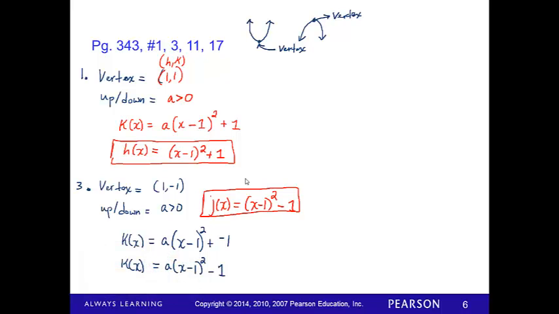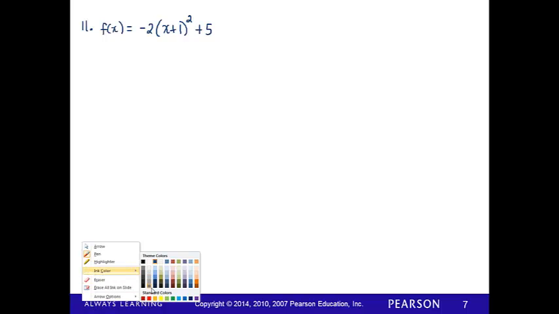All right, now let's move down to number 11. The instructions say, find the coordinates of the vertex for the parabola defined by the given quadratic function. So f of x is equal to negative 2 times (x + 1) squared plus 5. They told us to find the vertex.